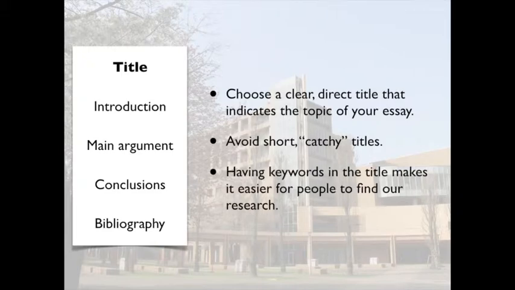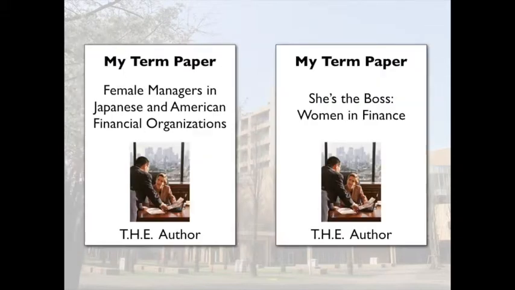As researchers, we want others to find and read our research. The more keywords we have in the title, the easier it is for people to find our research. Take, for example, this title: Female Managers in Japanese and American Financial Organizations. This contains a number of keywords that tell people clearly the content of your paper. By contrast, She's the Boss, Women in Finance is a poor title. It might catch your attention more, but it is vague and the keywords give you little indication of the content.